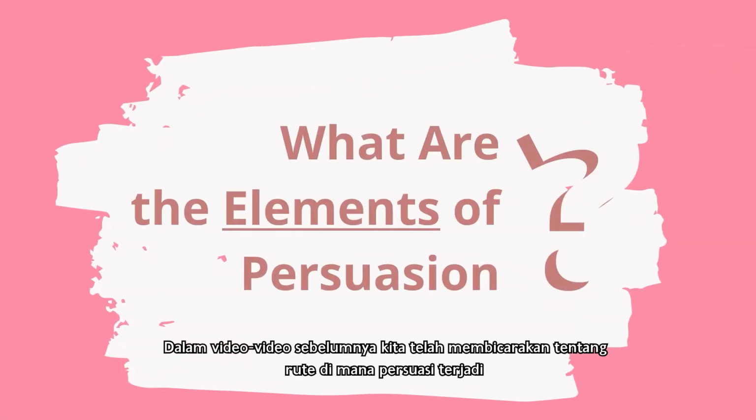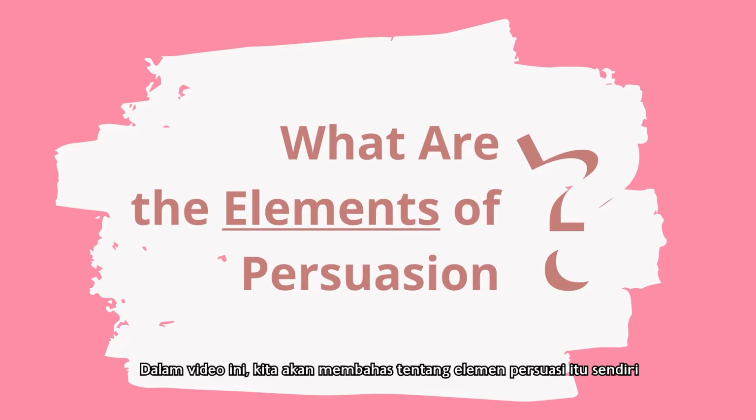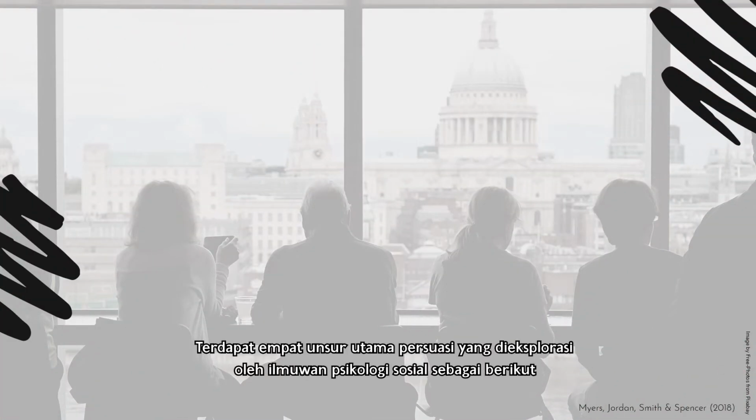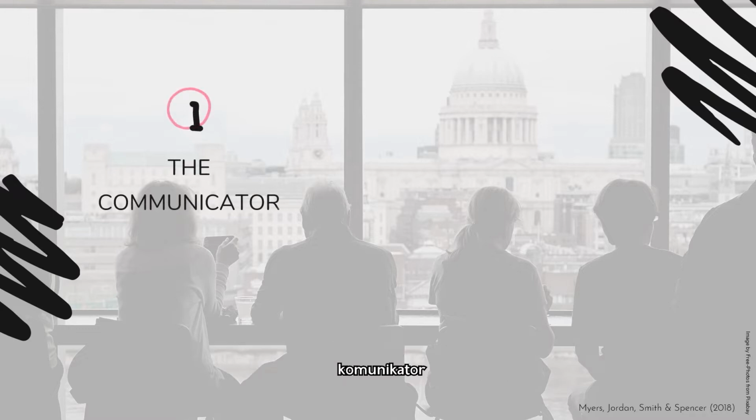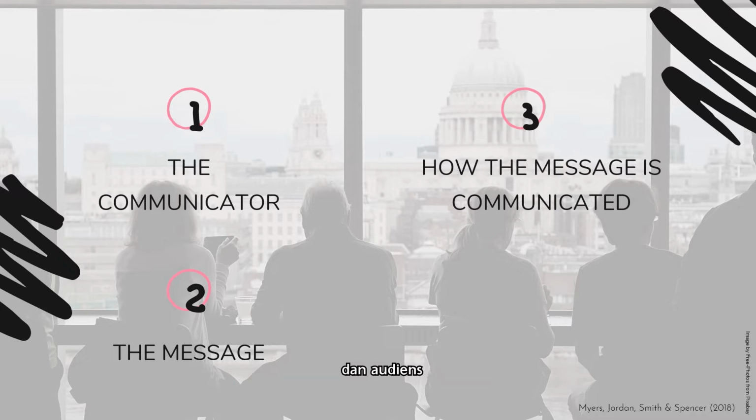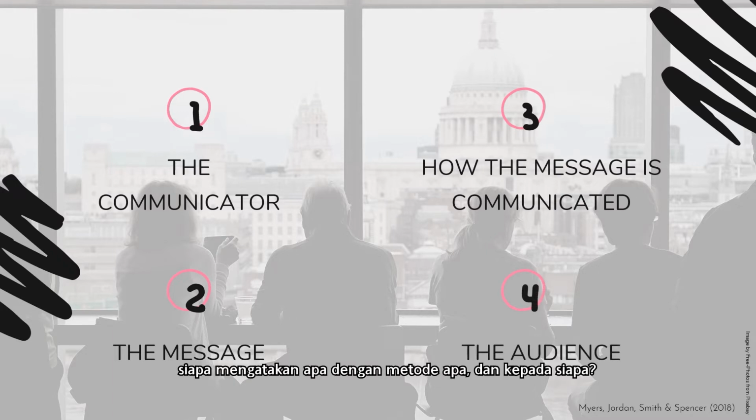In previous videos, we have talked about the routes by which persuasion occurs. In this video, we are going to talk about the elements of the persuasion itself. What do you think are the elements of persuasion? Well, among the primary ingredients of persuasion explored by social psychologists are these four: the communicator, the message, how the message is communicated, and the audience. In other words, who says what by what method and to whom.